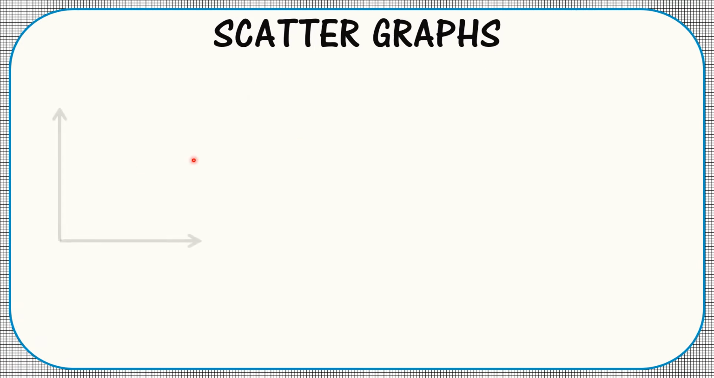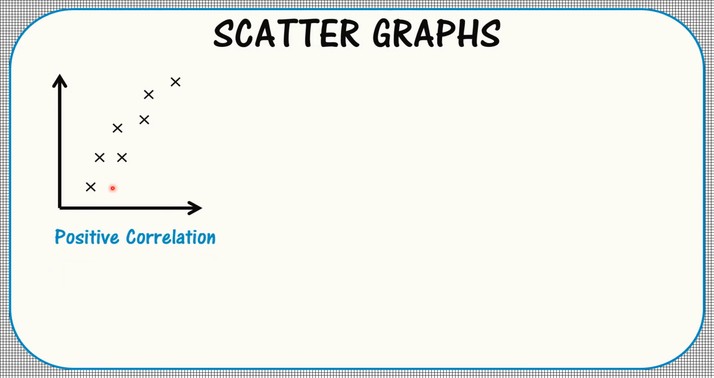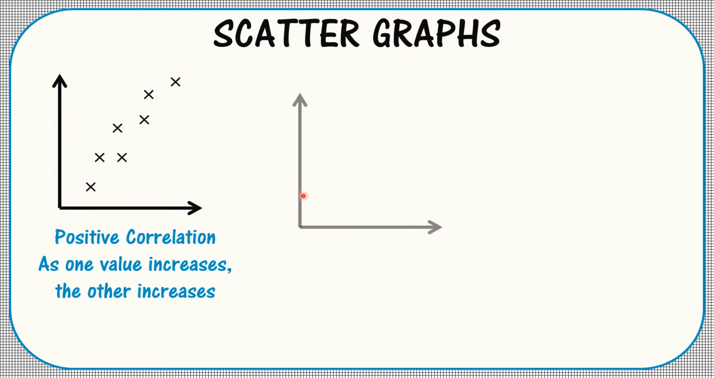So let's go through some examples. We have this graph. We have these points which are plotted. We can say that this is positive correlation, and we know this because in positive correlation, as one value increases, the other increases. So as you can see, as one is increasing, the other is increasing as well.